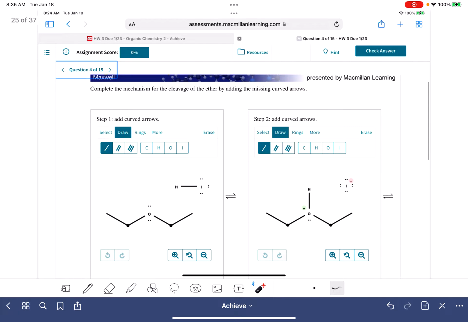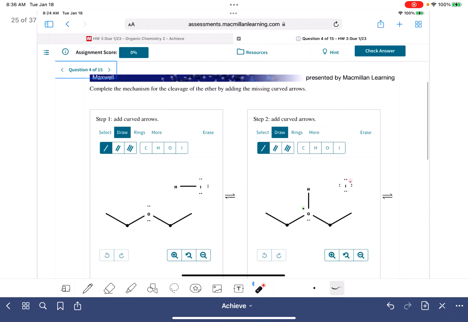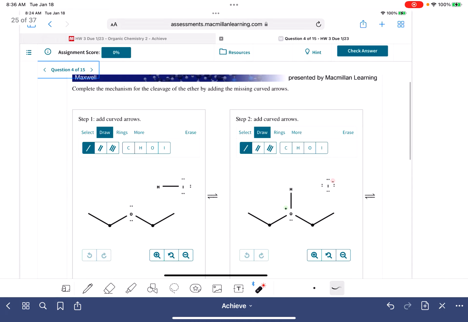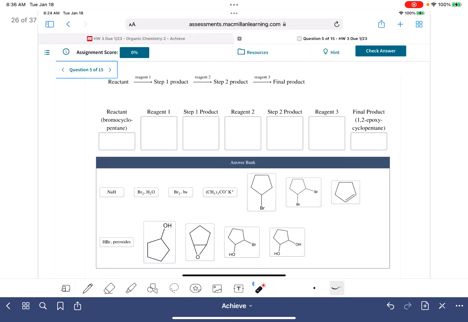Question number 4 is just asking you to draw curved arrows. It's got all of the reactants and products. Everything is shown for you, so you're just going to look at what you're starting with, look at what your next step produces, and then just fill in the curved arrows as needed. And I think there's a total of four boxes here. But again, all you're doing is curved arrows. You're not actually drawing any products or reactants.